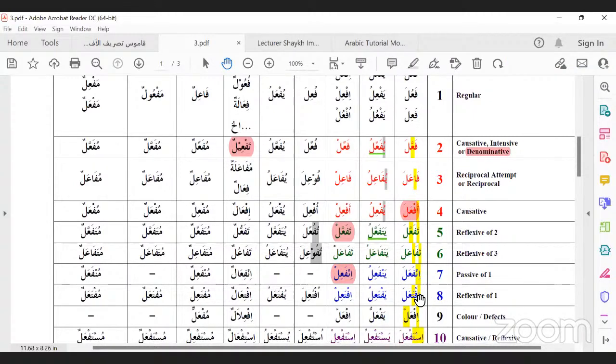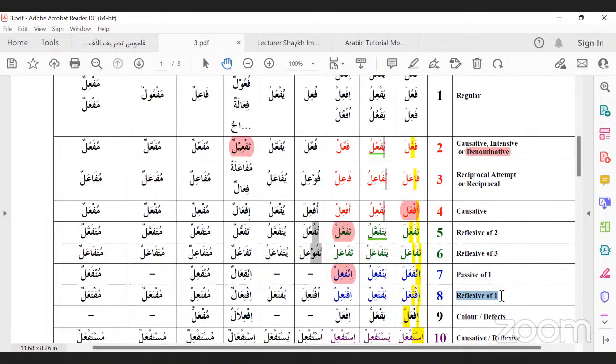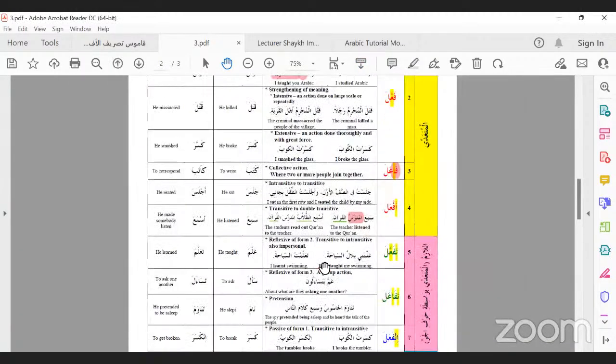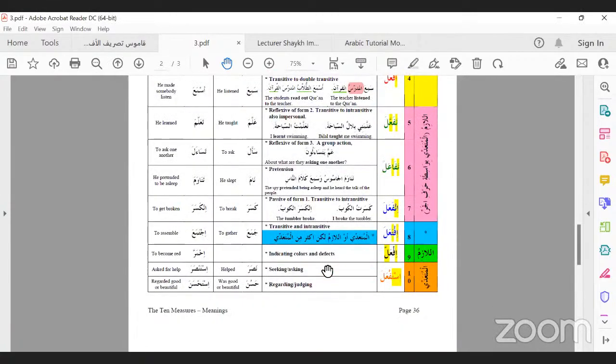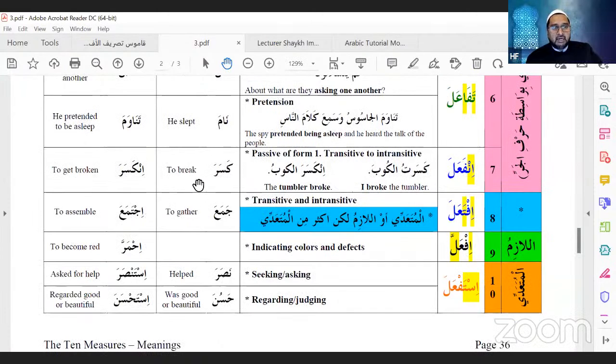Now, Inshallah, the next one, number 8, is reflexive again. Sorry, Sheikh, before you move on, I know Sister Zahra said something about the inkasara verb. I'm a bit confused because kasara is to break, and inkasara is he broke. So huwa inkasara is exactly the same spelling as to get broken, inkasara. No, so kasara, break, and inkasara, to get broken.